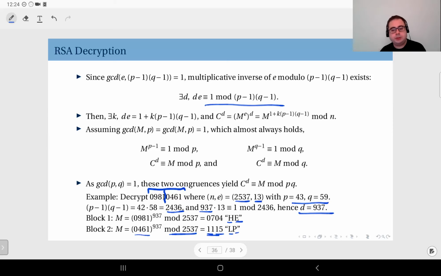But for decryption, you need those numbers because you need the multiplicative inverse of E under modulo (P minus 1)(Q minus 1). Since you do not know the numbers P and Q, this is not an easy task to do, because integer factorization, as I mentioned earlier, is a hard problem. In a general sense, we do not have an efficient algorithm to compute the prime factors of any given integer. Therefore, if you pick the numbers N and E carefully, then the decryption is going to be practically impossible.